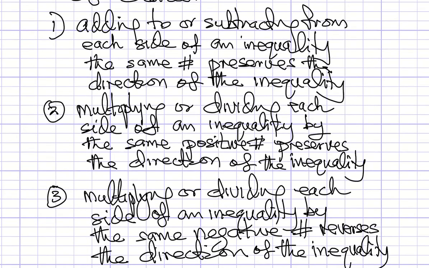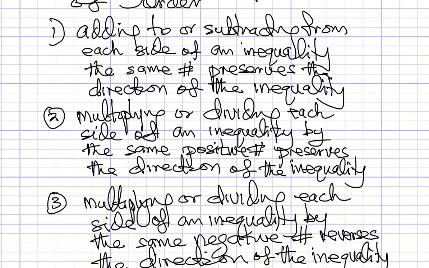And then 2, multiplying or dividing each side of an inequality by the same positive number. You gotta pay attention there. The same positive number preserves the direction of the inequality. In other words, it changes nothing. You multiply or divide each side of an inequality by the same positive number. As long as the number is positive, it changes nothing.